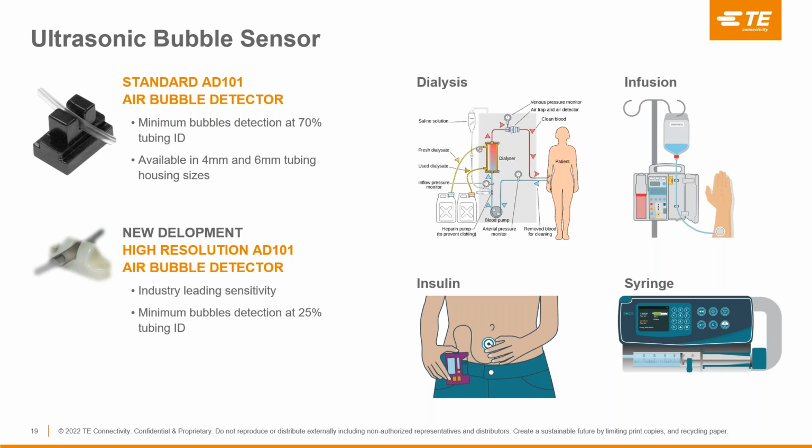Ultrasonic air bubble sensors can be used in all 4 different pump applications that we discussed today. TE offers 2 different types of air bubble detectors with different bubble sensitivity. The standard AD101 can detect minimum bubble size at 70% of the inner diameter of the tube. And we offer 2 different types of housing sizes, one for 4 millimeter tubing and the other one for the 6 millimeter tubing. And these are standard sizes used in most medical pump applications.